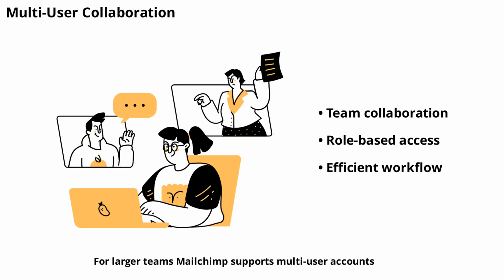For larger teams, Mailchimp supports multi-user accounts with different permission levels. This means team members can collaborate on campaigns, manage contacts, and review analytics together. Assigning roles helps maintain security and ensures everyone has access to the tools they need without compromising sensitive information.